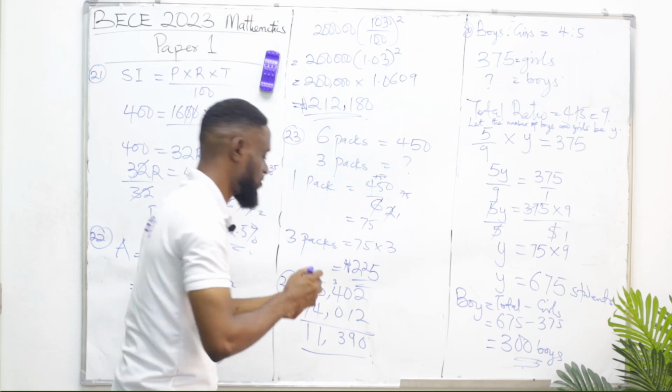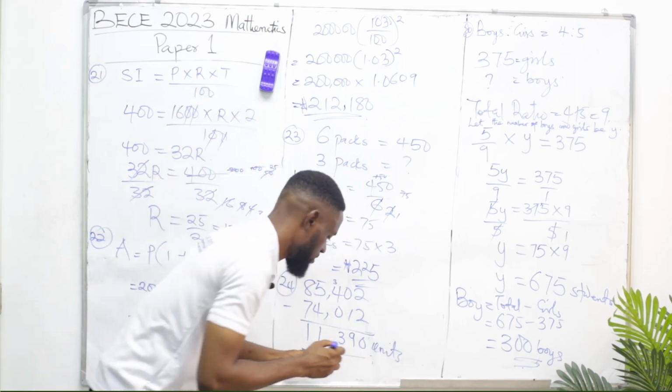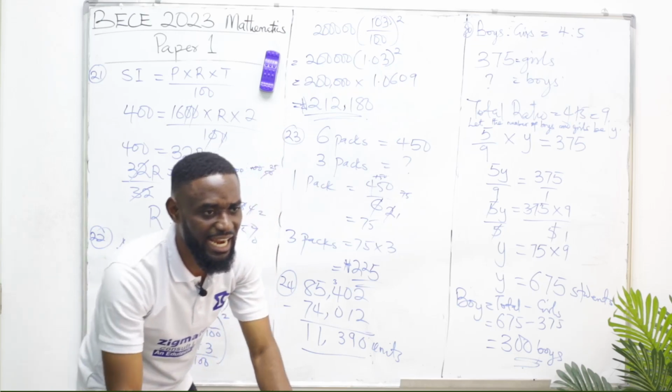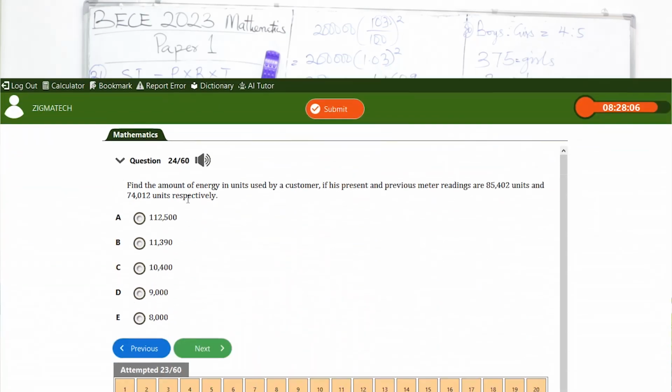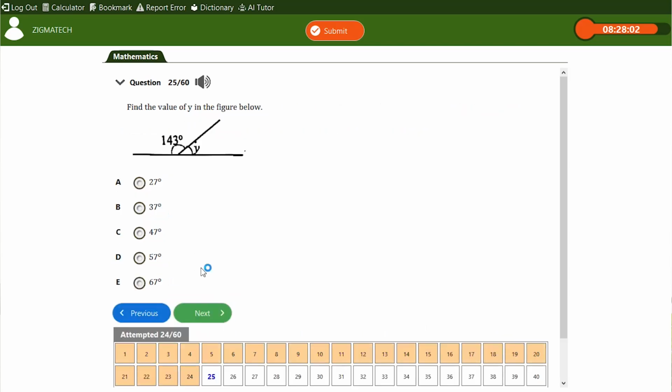So we have 11,390 units. They say in units. 11,390 units. So we have it, option B. Let's move to the next one.